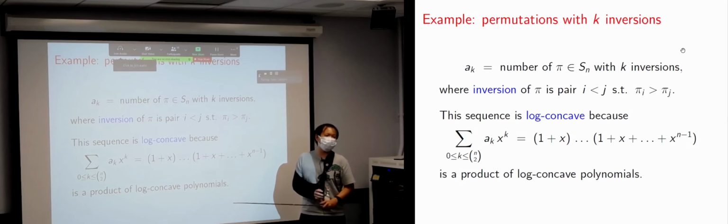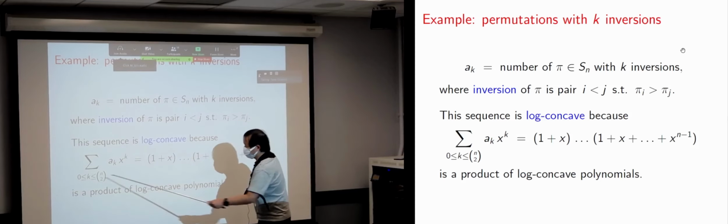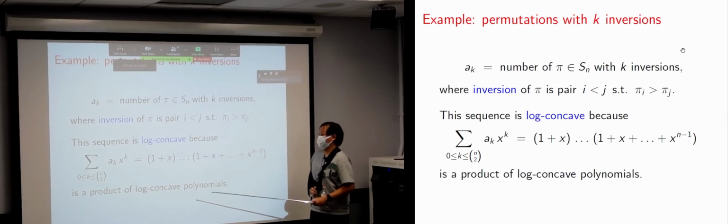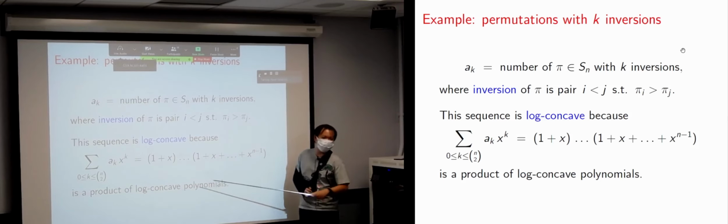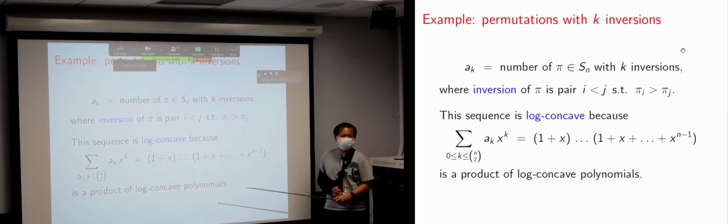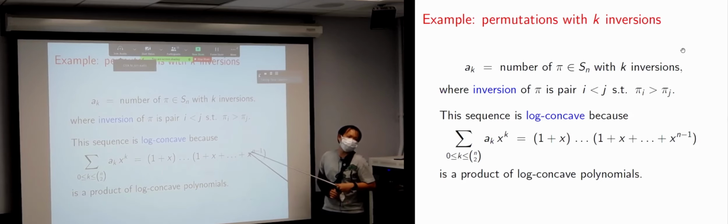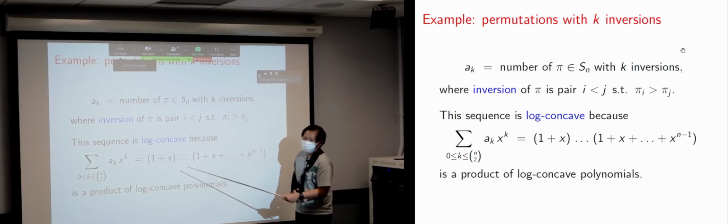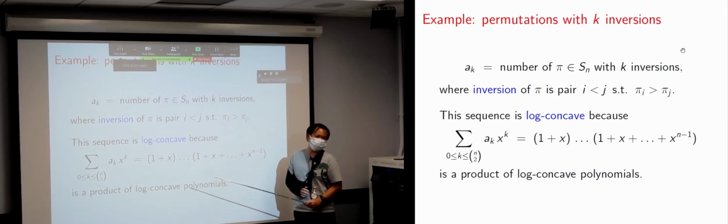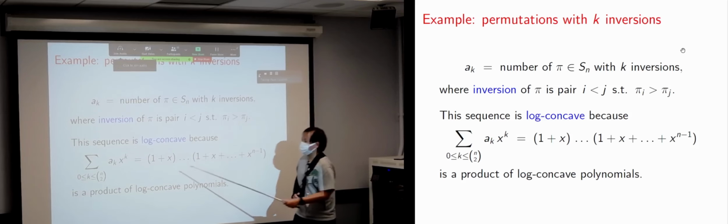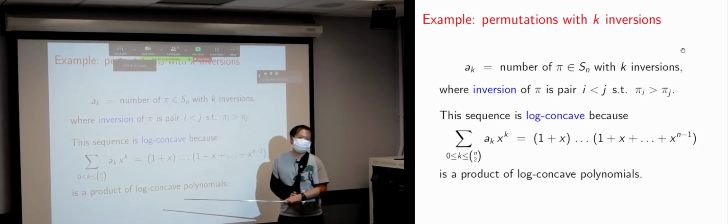One common way to prove this sequence is log-concave is to write the generating function. It turns out that it has a very nice formula. You can write it as a product of the following polynomials: 1 plus x, 1 plus x plus x squared, 1 plus x plus x squared plus x cubed, and so on. The important part is that in all of these polynomials, the coefficients form a log-concave sequence. It's known that if you take the product of such polynomials, this property is preserved. The product of log-concave polynomials is again a log-concave polynomial. That is how we prove that this original sequence is log-concave.